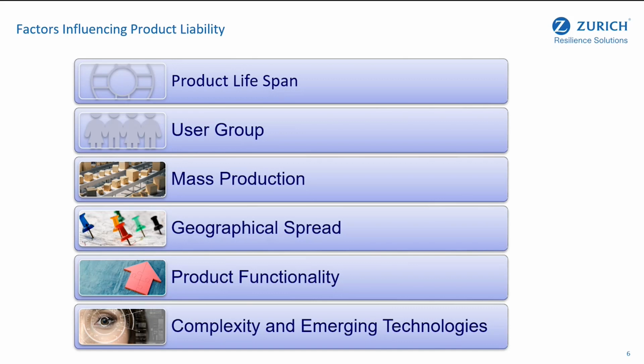we will look at factors influencing product liability. So when you think about the product itself, if we start from the top, if we look at product lifespan, effectively in this scenario, the different products out there have varying lifespans.